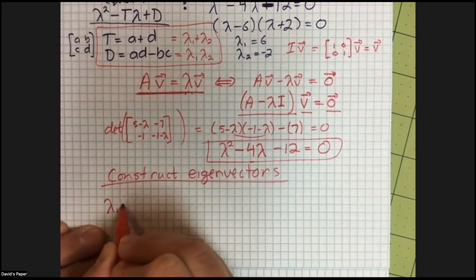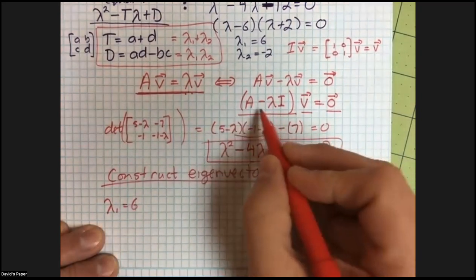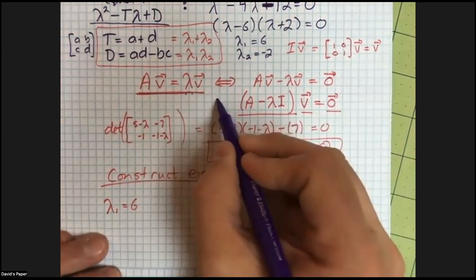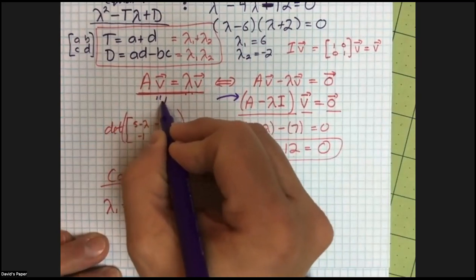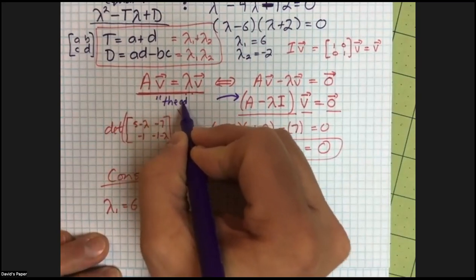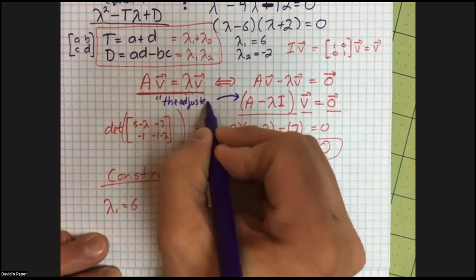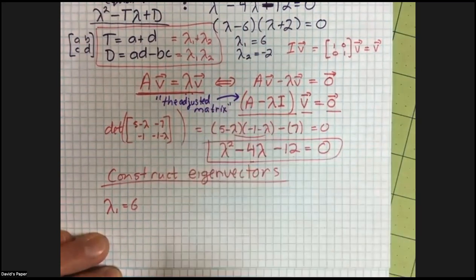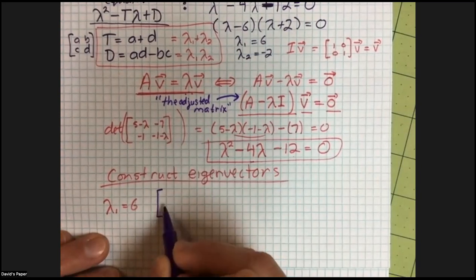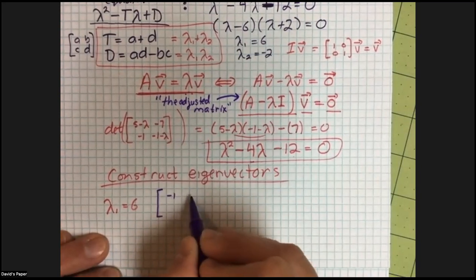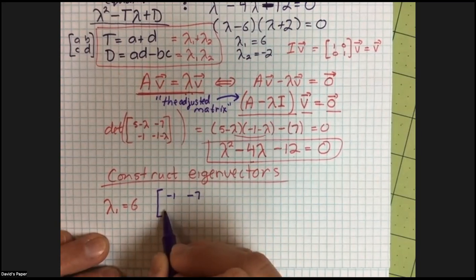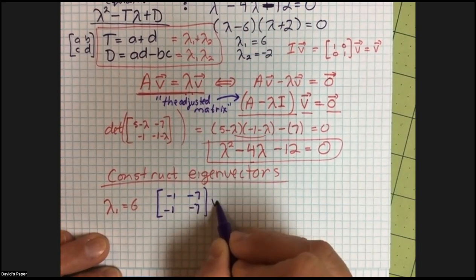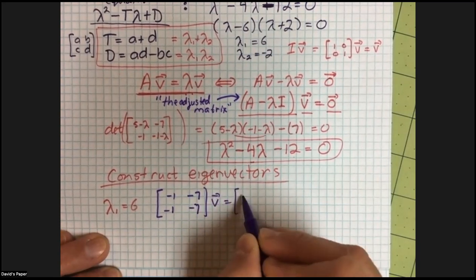So for lambda 1 equals 6, what I'm going to do is form A minus lambda I. Now this matrix A minus lambda I, we'll give it a name. It's called the adjusted matrix. It's not the original matrix A, but it's the matrix A with lambda subtracted on the main diagonal. It's been adjusted. So what I have when I subtract 6, be careful that you subtract 6, I have minus 1, minus 7, minus 1, minus 7. And I want to multiply by V and get the zero vector.